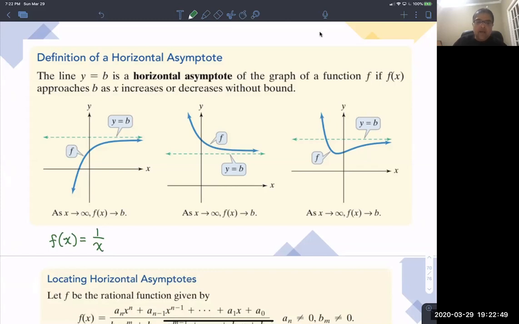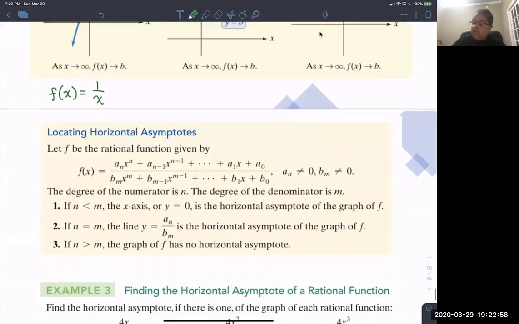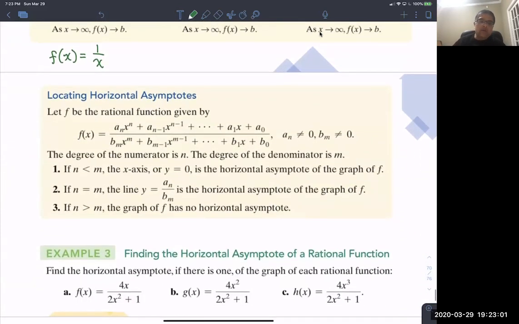But sometimes finding the horizontal asymptote is not that obvious, okay? So there's a little shortcut that we use, and this is it. And the horizontal asymptote is determined by the degree of the polynomial in the numerator versus the degree of the polynomial in the denominator, okay? Remember, the degree of a polynomial is its largest exponent, okay? So let's talk about what it says.